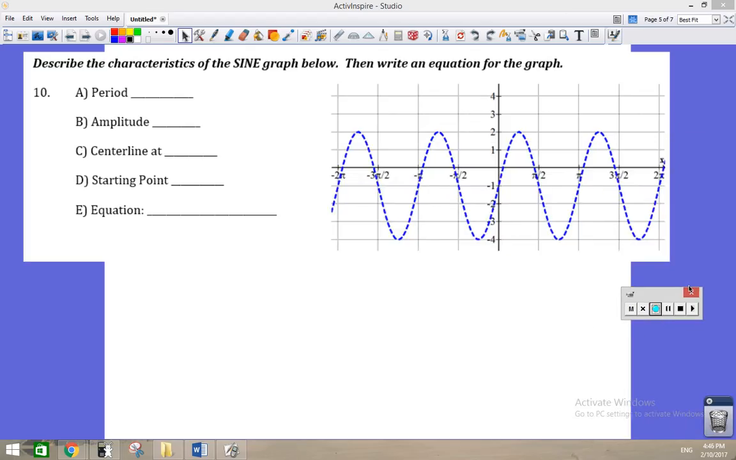Hey, this time we want to work backwards. They give us the graph, and we want to eventually come up with the equation, but sometimes it's tough to just jump right in and knock the equation off without building it up, without thinking about it a little bit.